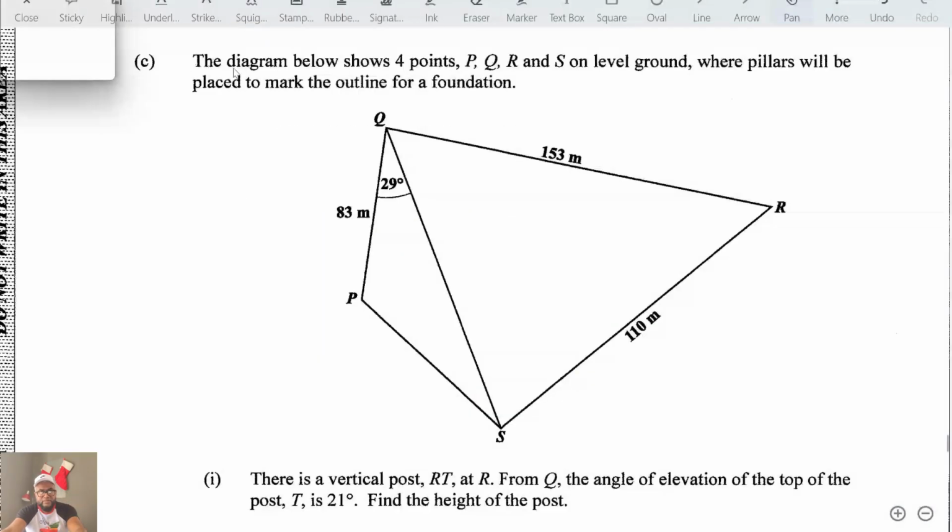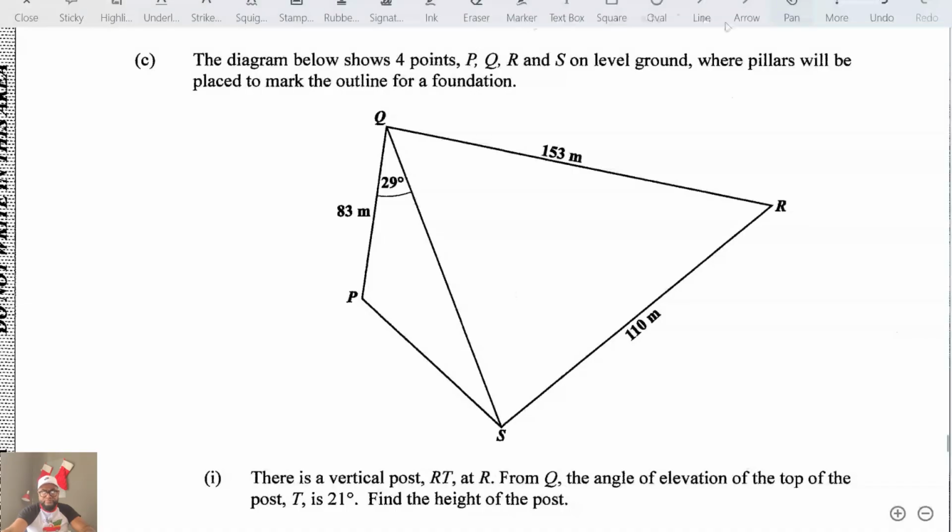Part C. The diagram below shows 4 points P, Q, R, and S on level ground where pillars will be placed to mark the outline for a foundation. There is a vertical post RT at R. So we have a vertical post, meaning that it goes up in the air.